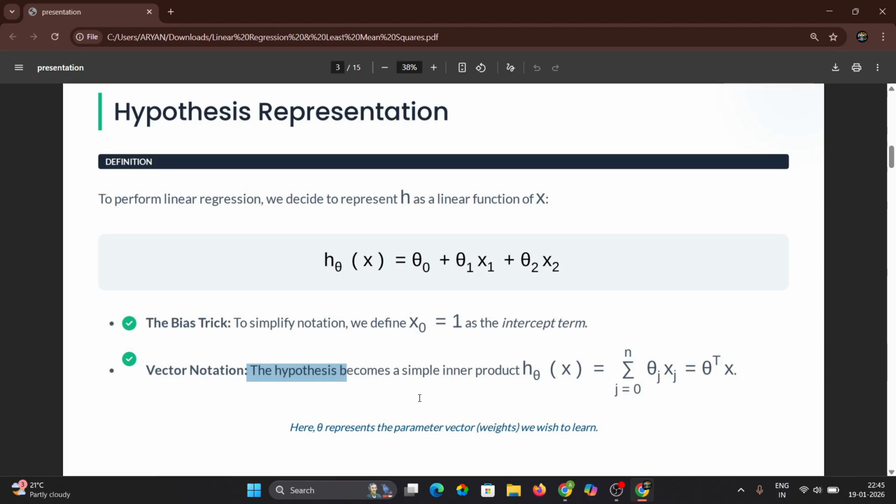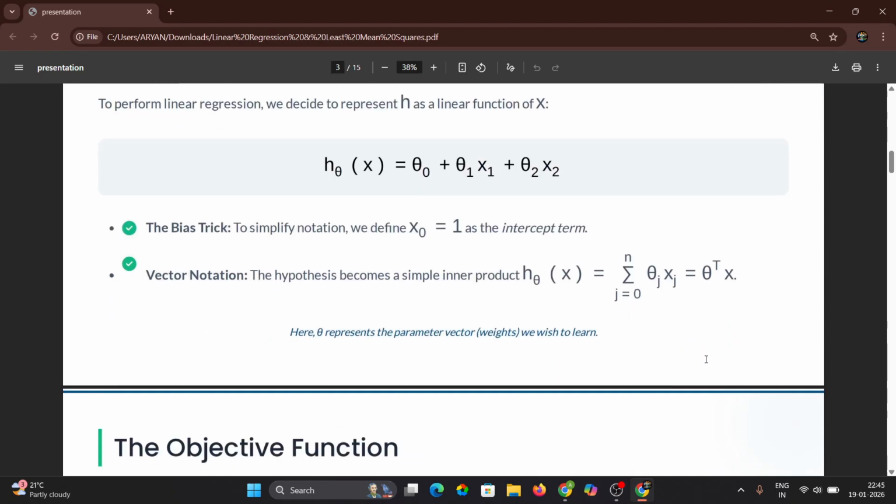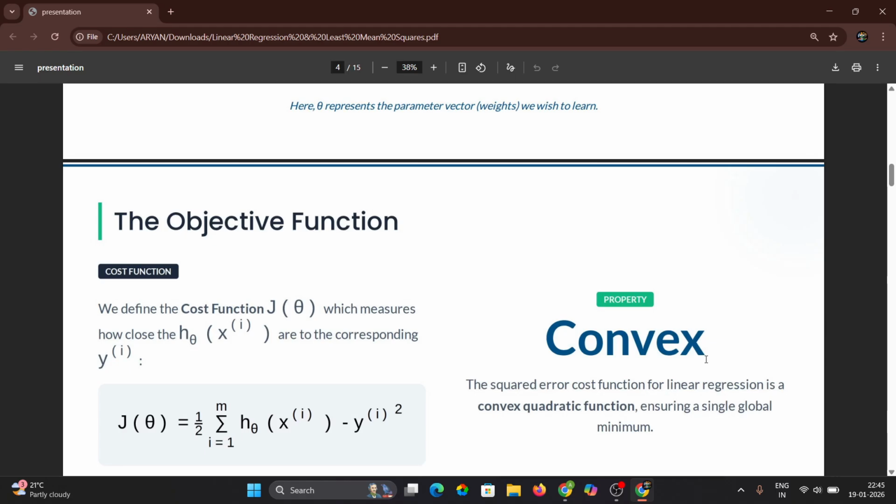In vector notation, the hypothesis becomes a simple inner product. Now you can directly write it as the summation of theta j xj from 0 to n, which in generalized form we can write as theta transpose x. Here theta is the weights and x is all the features, x1, x2, x3, and so on.